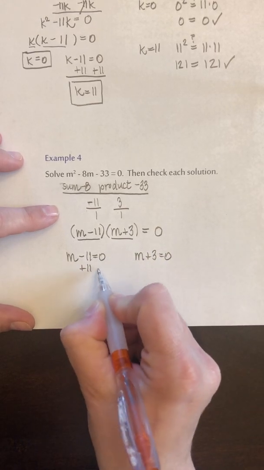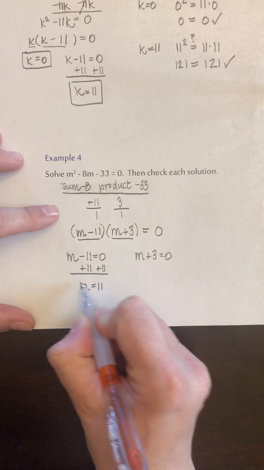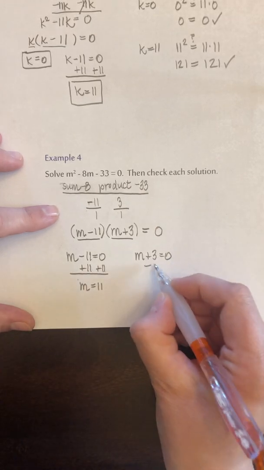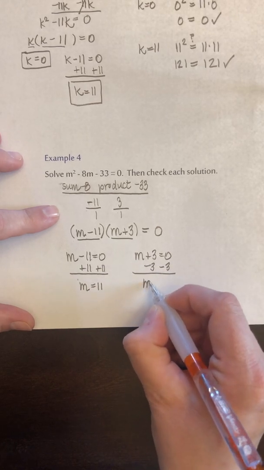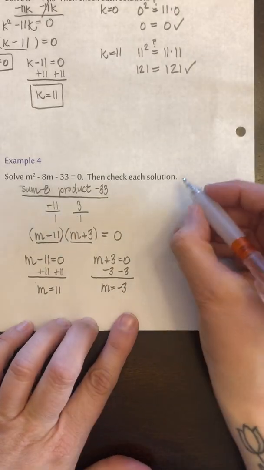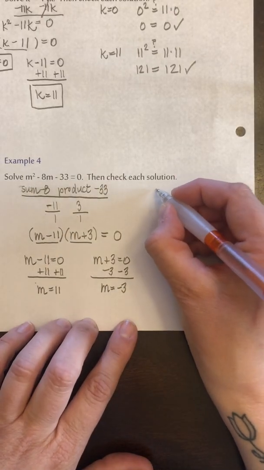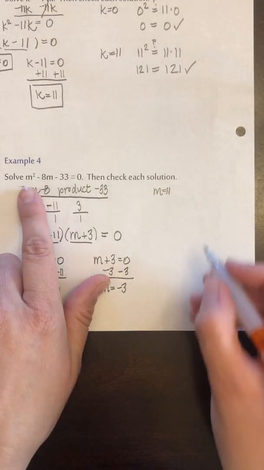So for m minus 11 equals 0, I'm going to add 11 to each side, and I get that m is 11. For the m plus 3 factor, I'm going to subtract 3 from both sides, and I'm going to get a -3. So let's check and see how this is going. I'm going to start with the 11. Again, I'm going to go to the original problem.